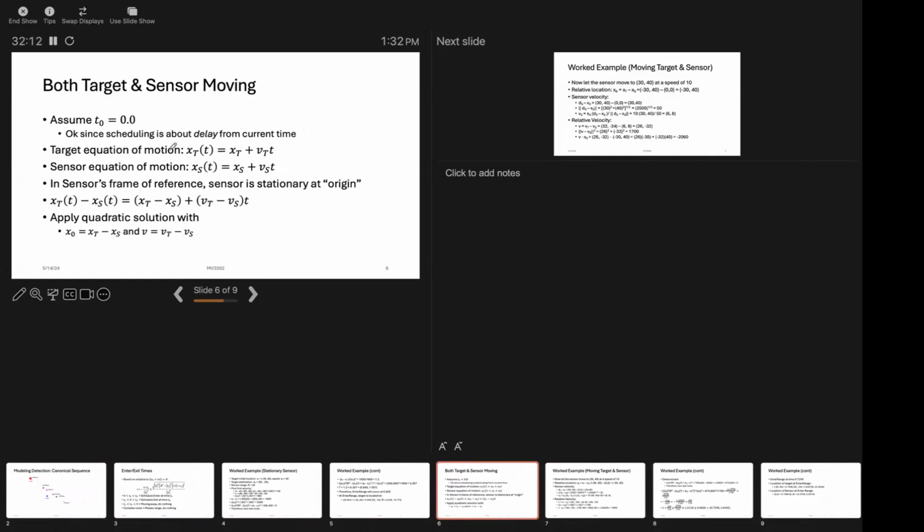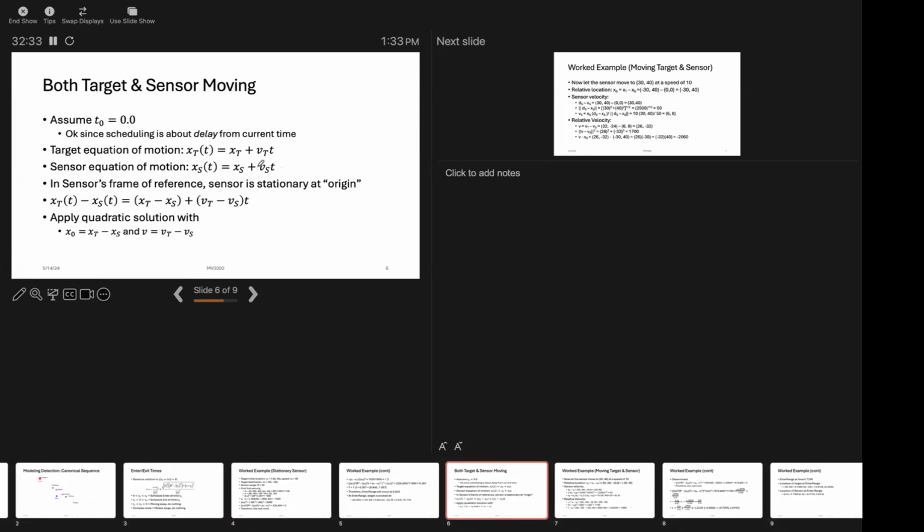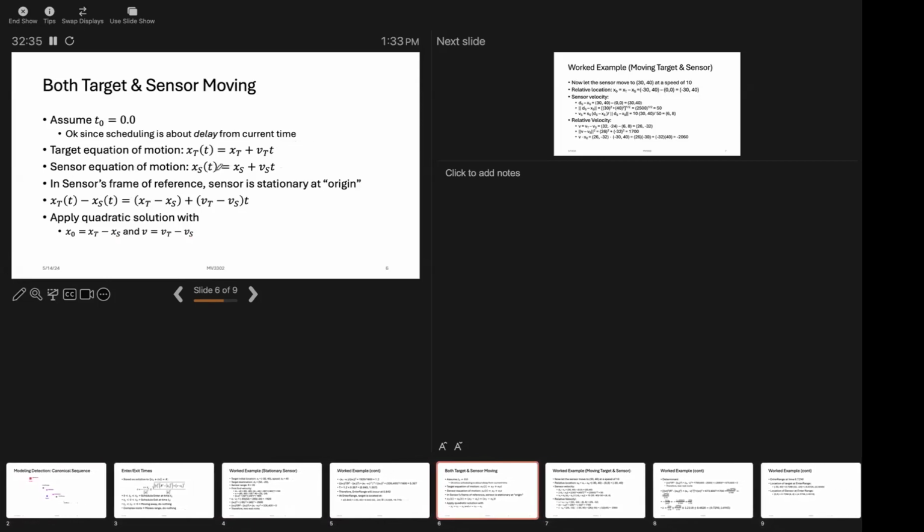So let's say our target's equation of motion, we'll now put a subscript of T on the target. So it's the target location plus the target's velocity times the time, in this case because we're assuming the T naught is 0. In the implementation, we can't completely get away with that. But the sensor's equation of motion, we'll put a subscript with S on it. So we have its location plus its velocity times its time. So we have those two equations of motion.